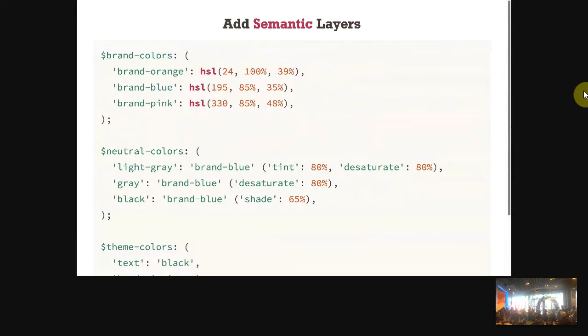We also add semantic layers to this. So I'll have brand colors, and then I can have neutral colors and theme colors, different levels of, we generally on a site have sort of what is the brand palette, and then what are the layers of how we're gonna actually apply that to our theme. What is a border color? What is a text color?